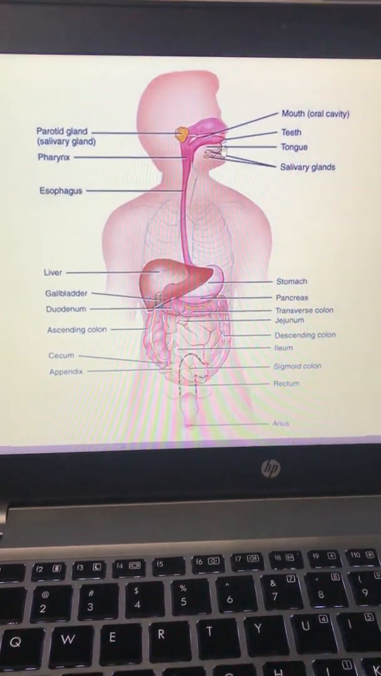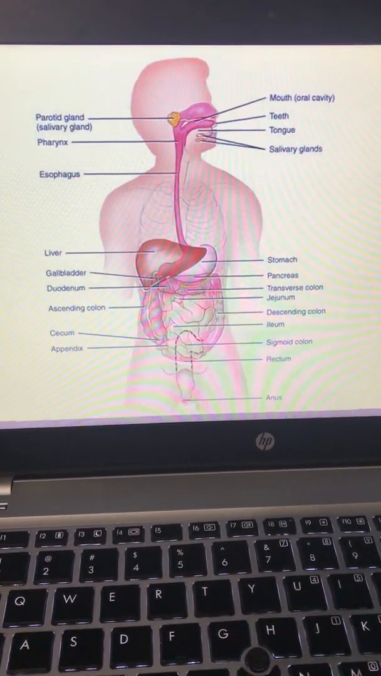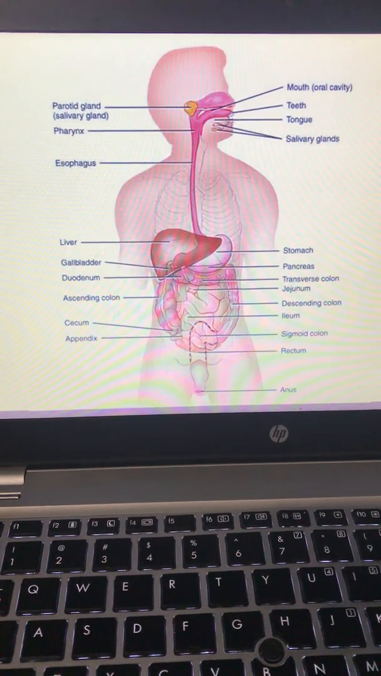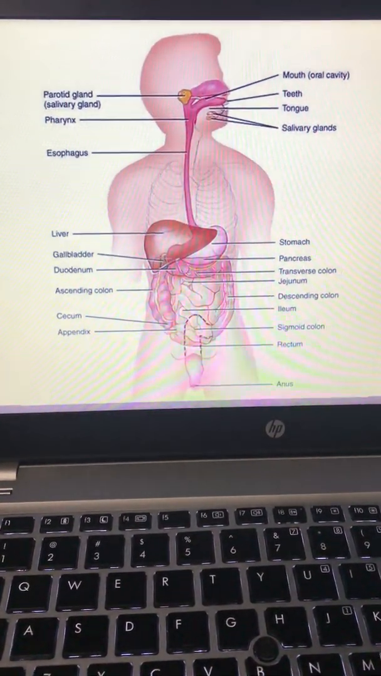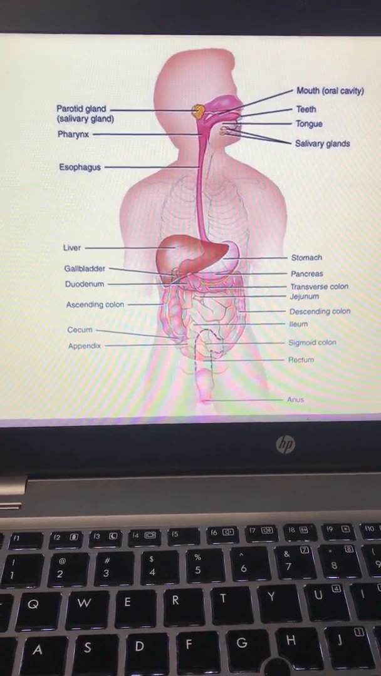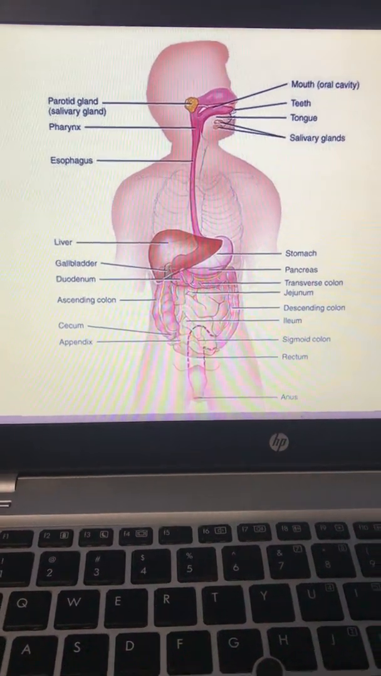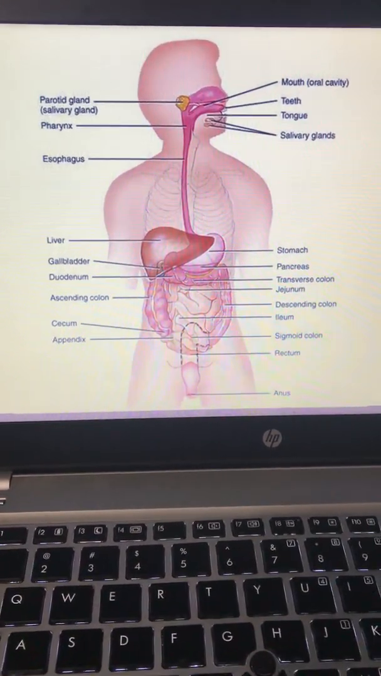The mouth is the beginning of the digestive tract. In fact, digestion starts there, and chewing breaks the food into pieces that are more easily digested, while saliva mixes with food to begin the process of breaking it down into a form that our body can absorb and use. Then we go down here.